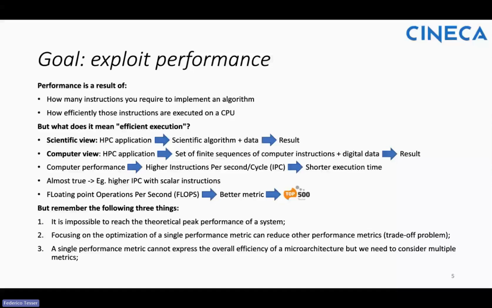And if you focus and insist on trying to optimize a specific metric, maybe your effort can reduce other metrics. So we just have to deal with a mix of metrics and operations to obtain the best results possible, both from exploiting performance and from meeting the needs of the scientists or people that run codes on HPC architecture.